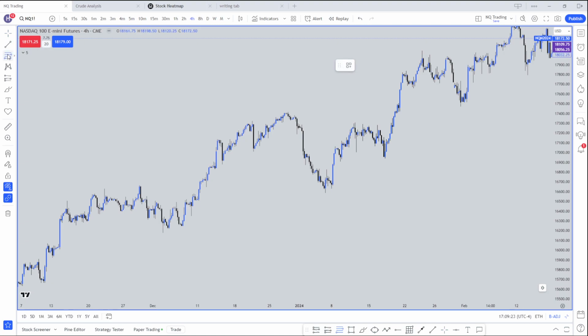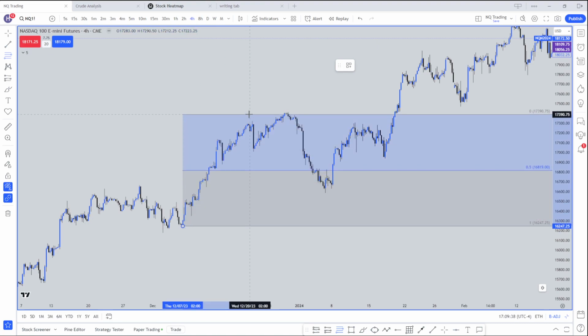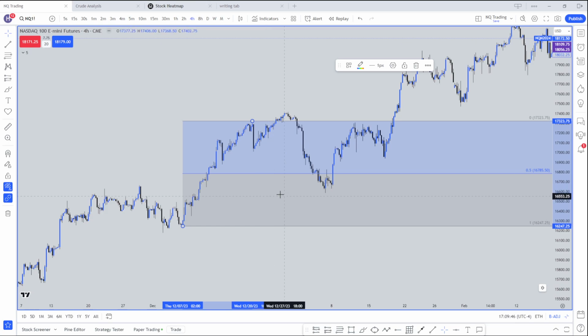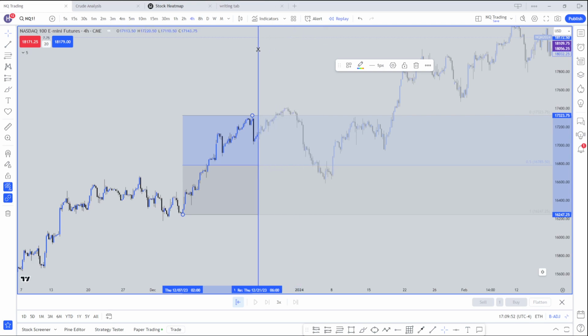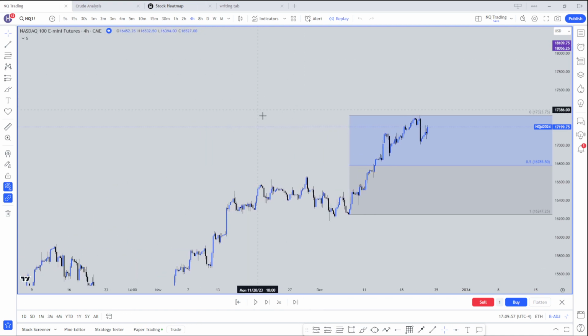So let's go to the fib tool again, and I'm going to go down to this low right here. Why am I choosing that low? Because that's where we begin to see the aggressive price up, and we're going to go up to this high right here. Of course, we have the advantage of hindsight. If I was watching this in real time, and it goes here, that's going to be my dealing range.